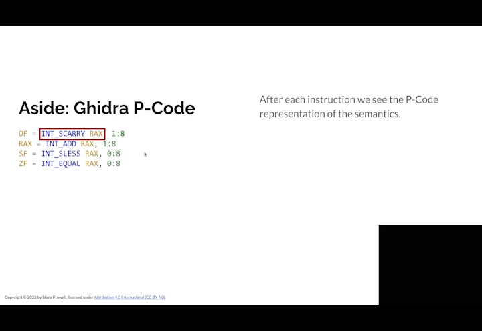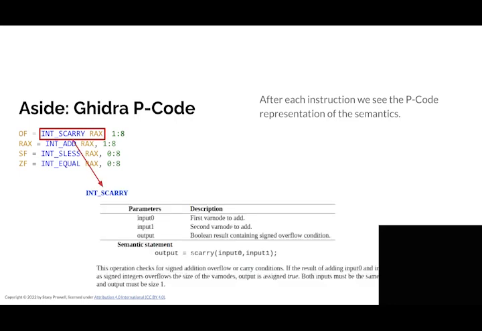So there's INT_SCARRY. And here's what it means. Here's some of the documentation. It requires 2 arguments. Input 0, which is the first varnode, and input 1, which is the second varnode. And what are these? Well, they're RAX and 1. And this is a 1:8.